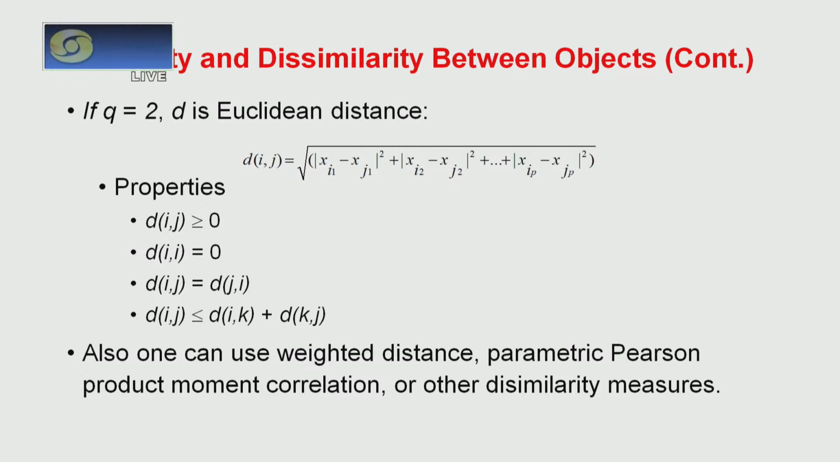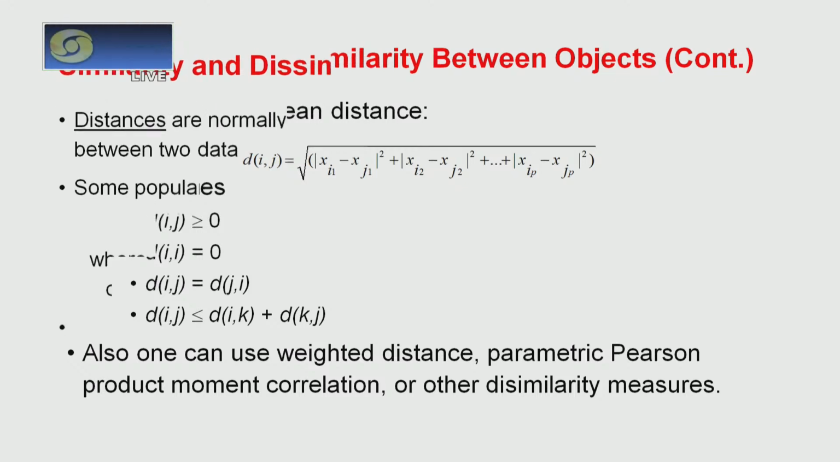That means one can also use the weighted distance, parametric Pearson product-moment correlation techniques, or some other dissimilarity measures which also help you to find out the similarity between the two objects here. So I hope you actually understand what exactly I was talking about.